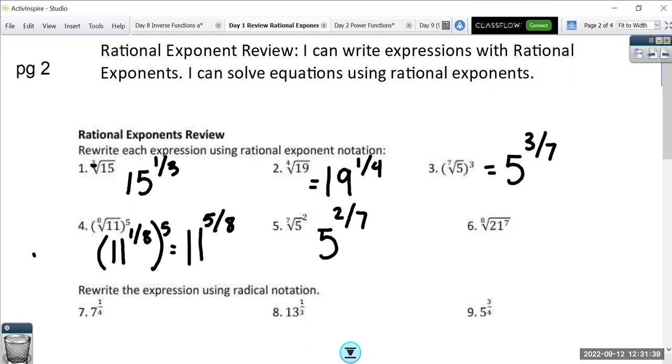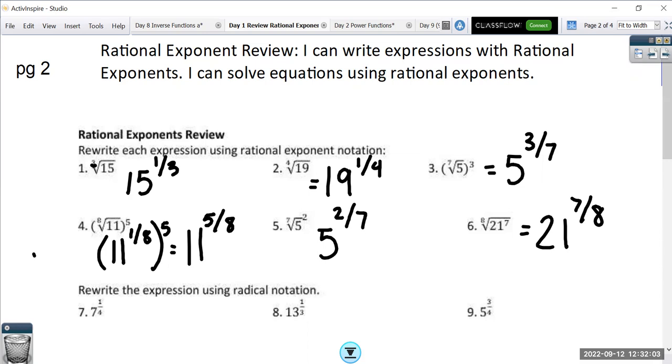And finally, I have 21 to the 7th and the 8th radical. So I have 21 to the 7/8. Whatever number is in the valley of our radical is going to become the base of that fraction.